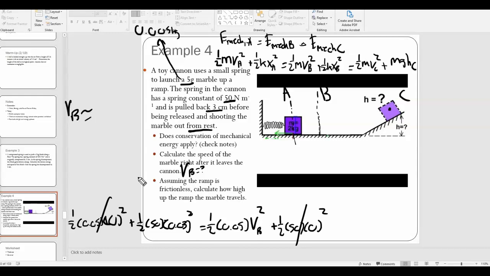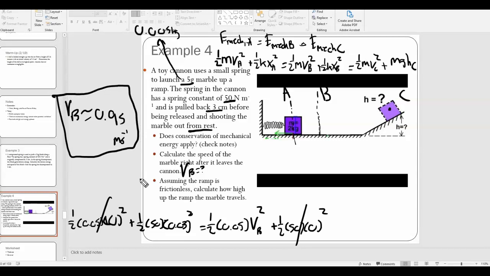Okay, so for the answer you should have gotten for vB, I'm just going to go to my calculator and plug some values in really quickly. All right, so the answer that you should have gotten, just taking the square root, is approximately 0.95 meters per second. So that's the answer to the second question.